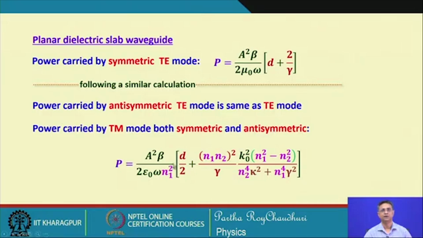antisymmetric modes, in the same way, following the same calculation, we can show that this also can be represented by this expression, where additionally you have n1 square, n2 square, and this is usual because n1 square and n2 square appear from the continuity of the magnetic field across the interface.